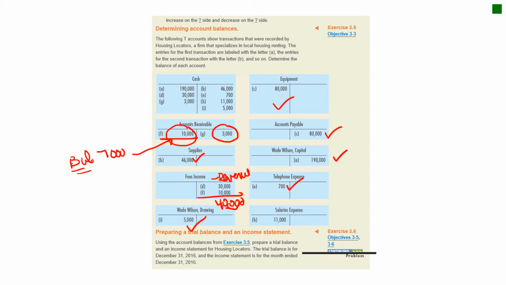Telephone expense is $700, and then salaries expense would simply be $11,000. So cash is the one you're going to probably have the most transactions with. If you can follow this, you add all the debits, add all the credits, and take the difference. The balance is always on the side that is the larger. That works for every single account.